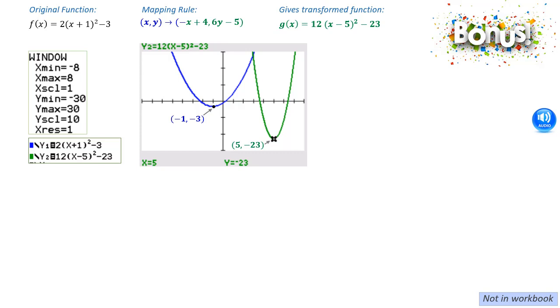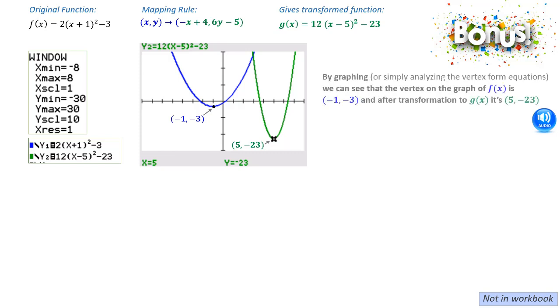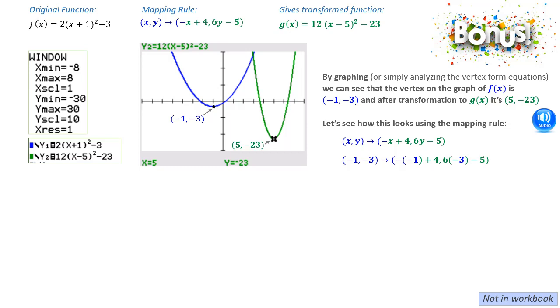Whether we use the equations, which are in vertex form, or we use the second calc minimum function of our calculator, we can determine our vertices here to be (-1, -3) and (5, -23). Let's see if the vertex at (-1, -3) lands on (5, -23) using our mapping rule. We replace x and y with -1, -3, and are happy to find our anticipated result.